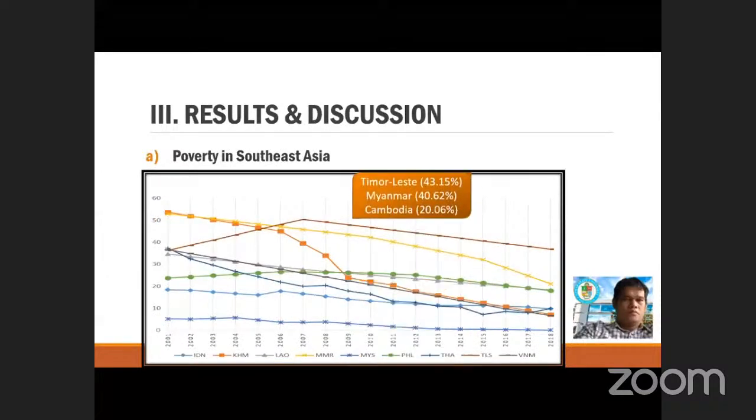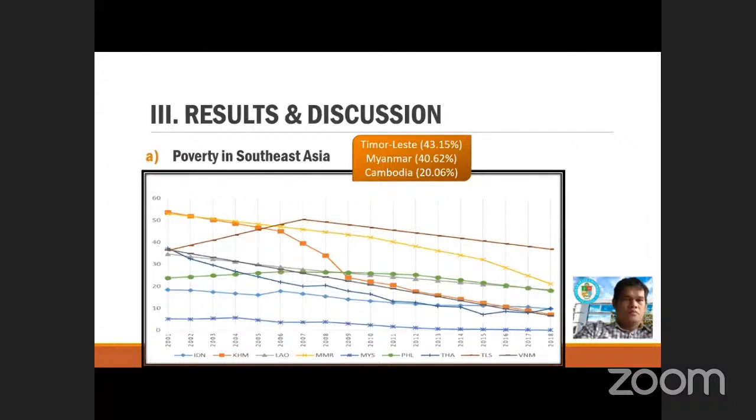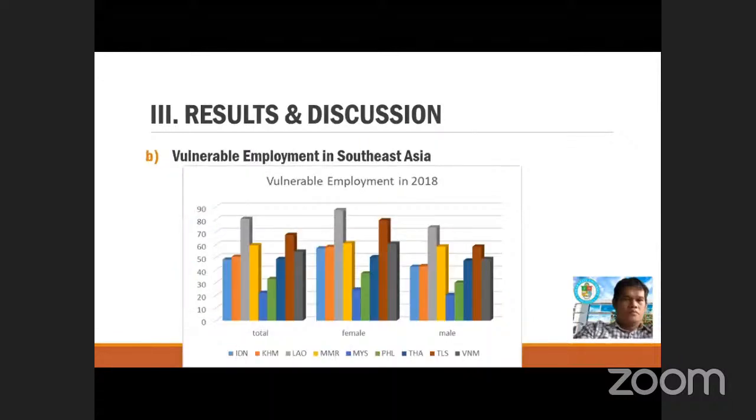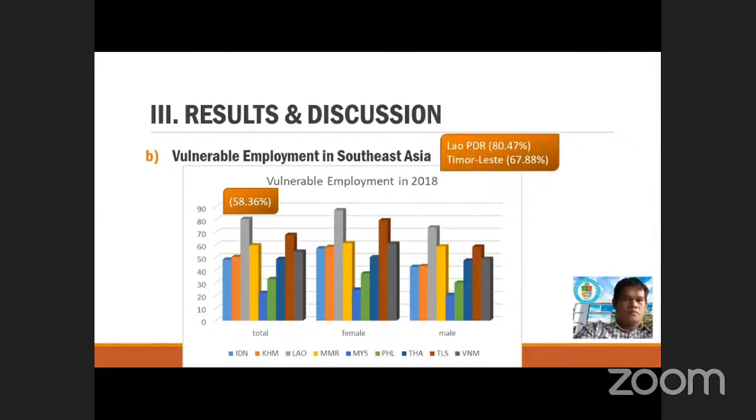There is a generally decreasing trend in the poverty incidence in Southeast Asia. Timor-Leste had the highest poverty incidence from 2001 to 2008, followed by Myanmar and Cambodia. Malaysia, Indonesia, and Thailand were the three countries with the lowest average poverty incidence. On the other hand, vulnerable employment was estimated at 58.36% of the total employment in 2018. The reduction of vulnerable employment in the region has been a slow process. In 2018, Lao PDR and Timor-Leste had the highest incidence of vulnerable employment, while Malaysia and the Philippines had the lowest incidence.